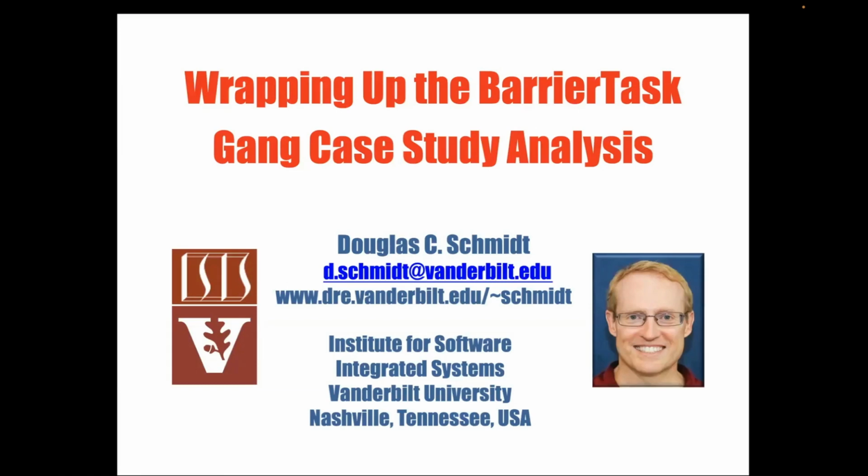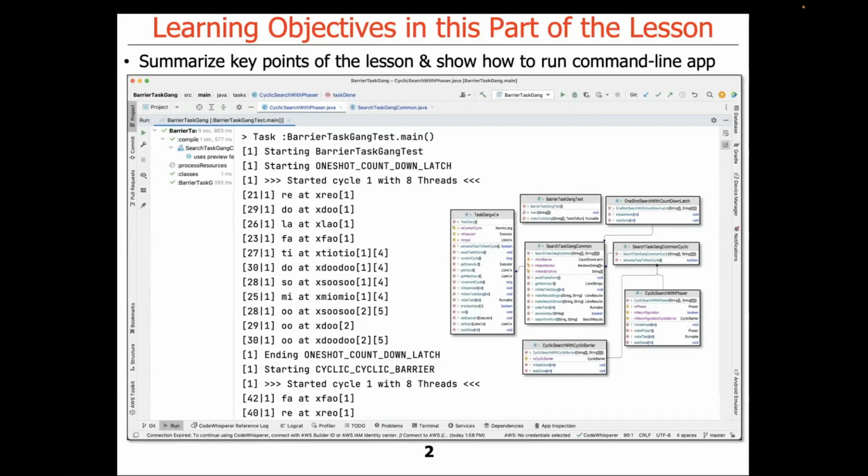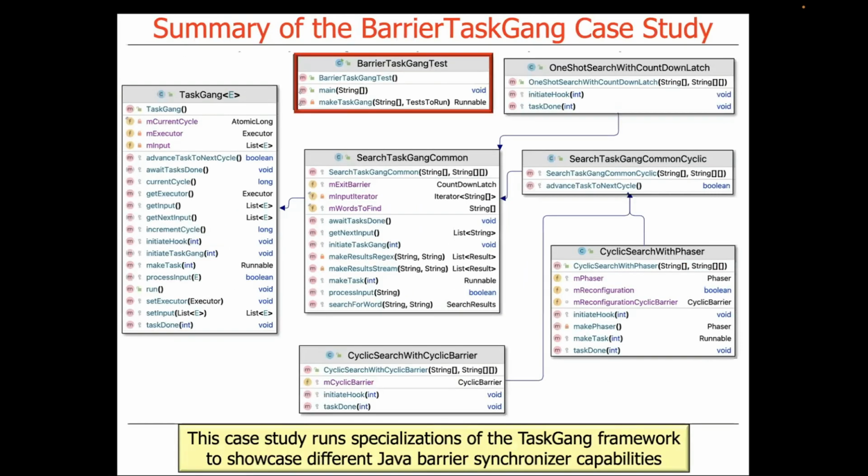So we're done looking at all the different examples and subclasses of our TaskGang framework customized for barrier synchronization. Now we're going to wrap things up and summarize the key points of the lesson, and then show how to run the app and look at the output.